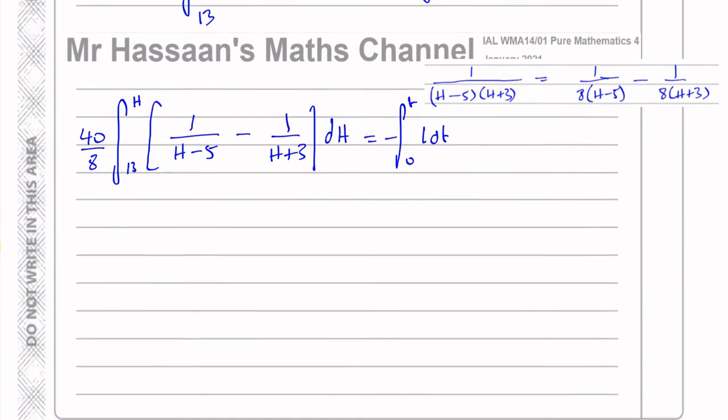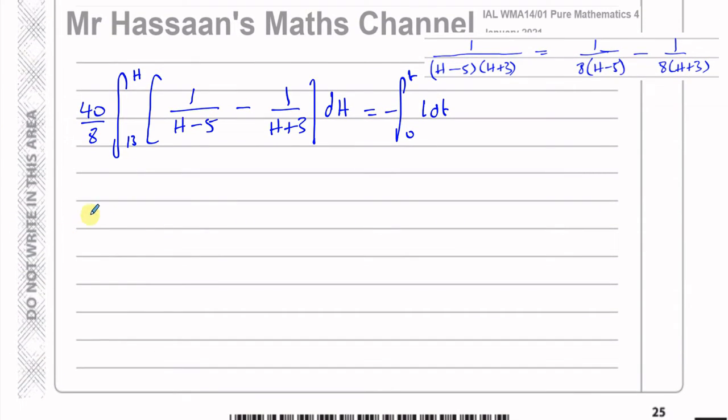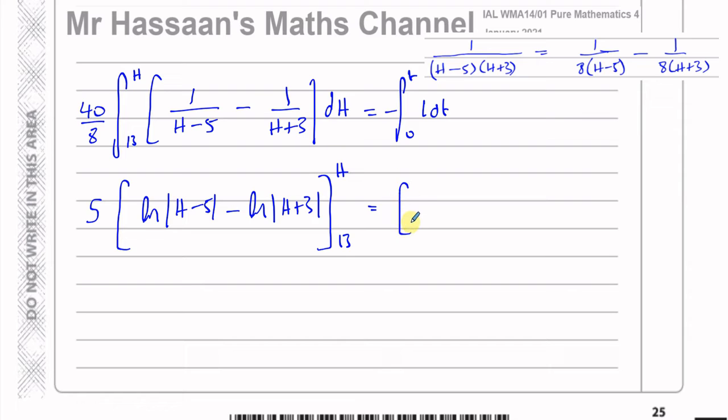Okay, now integrating this, there is going to be a 5 outside here. Now I can integrate this. I have here the integral of 1 over h minus 5 gives us the ln of the modulus of h minus 5 minus, and this is the ln of the modulus of h plus 3. Now I have the limits of h and 13, and that's equal to minus the integral of 1, which is t. You'll end up with t in here, and you've got a t and a 0.